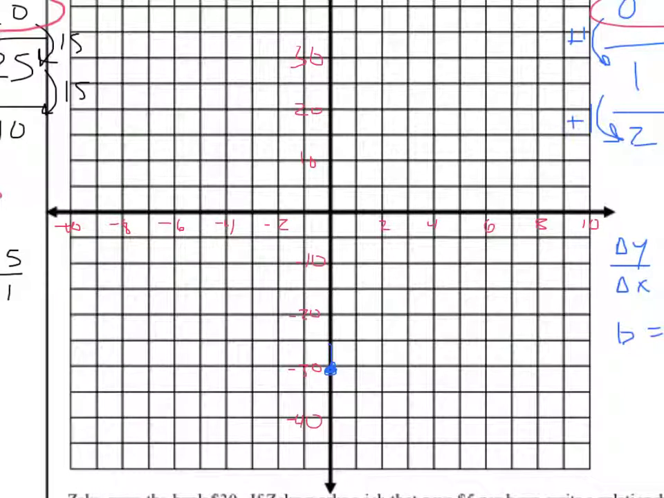Why did I only go up one box? My change in y is 5. Why am I only going up one box? Yeah, because it's counting by fives. All right, so we're moving forward one box. Change in y is 5.